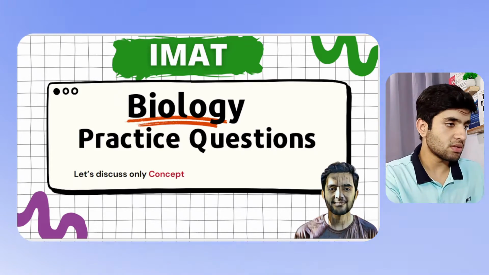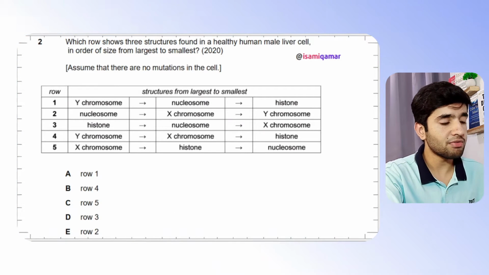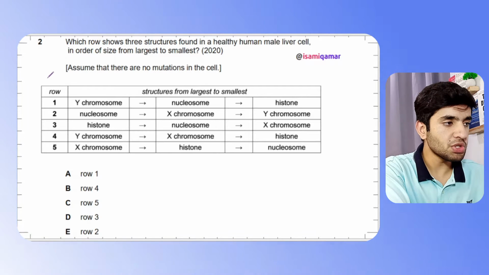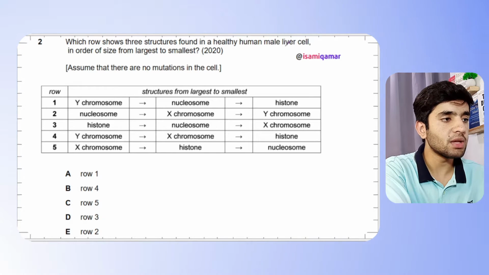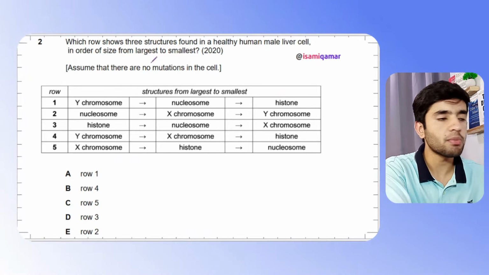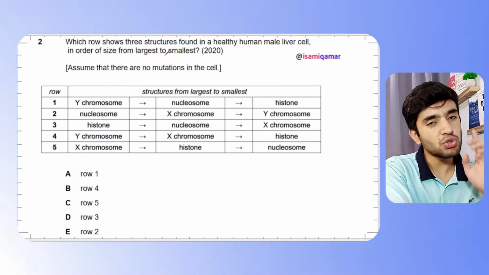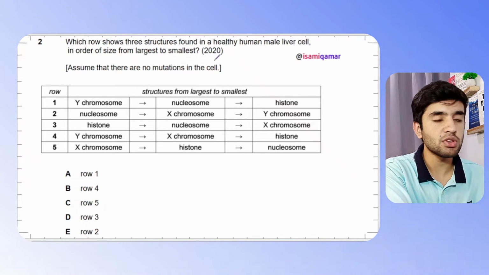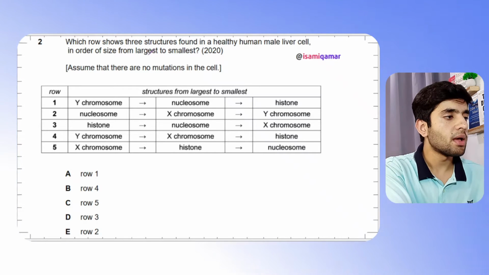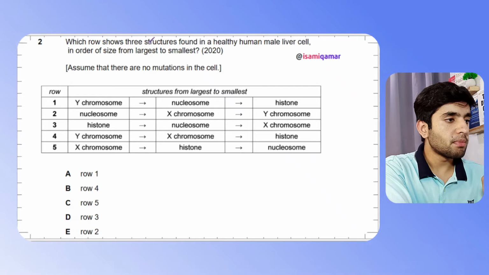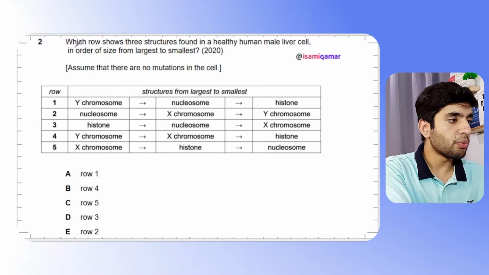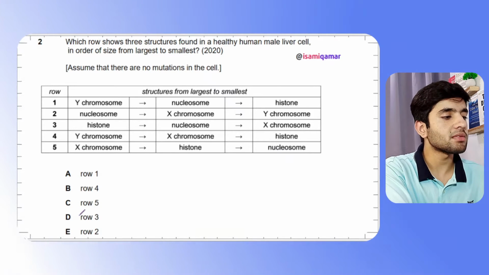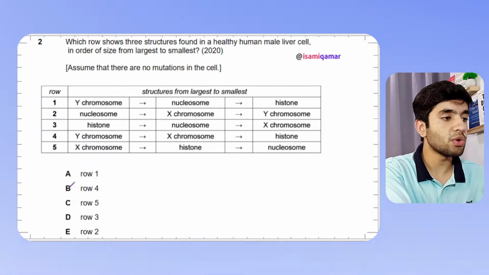First of all, this is the cover page. Now the first question, although it shows two, this is the first question. Which row shows three structures found in a healthy human male cell in order of size from largest to smallest? First of all, you need to know what the examiner is asking. That's the tricky thing. This is the 2020 question that appeared in the IMAT 2020 paper. You have got these 5 rows, and you have to choose one.